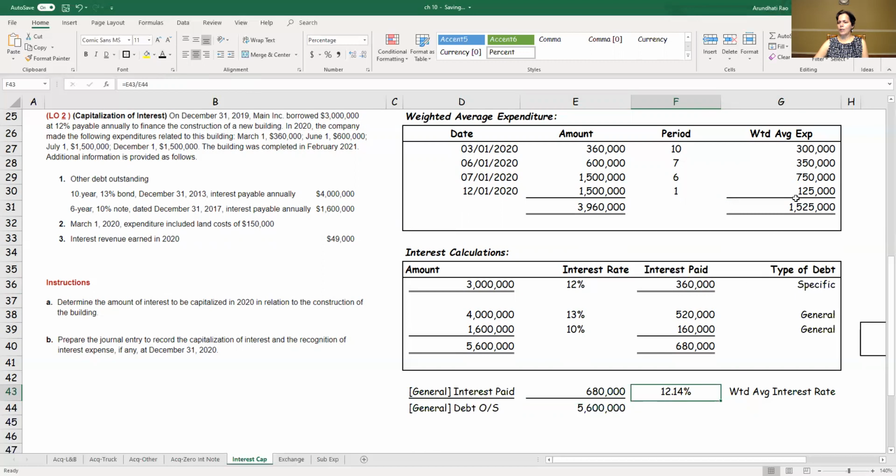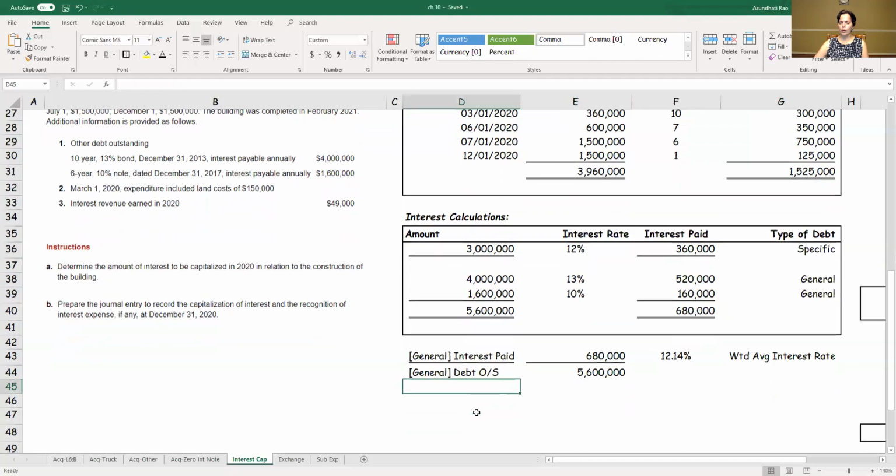Now, if this amount was in excess of $3 million, let's say, for instance, just coming up with a number, $4 million, on $3 million, I would calculate 12%. On the remaining $1 million, I will use 12.14%. That's a weighted average. Basically I'm saying, I don't know which of these two loans the extra million was financed from, so I calculate the weighted average. But again, in this particular case, I don't have to worry about it. I'm just showing you the calculation so you know how to deal with this.